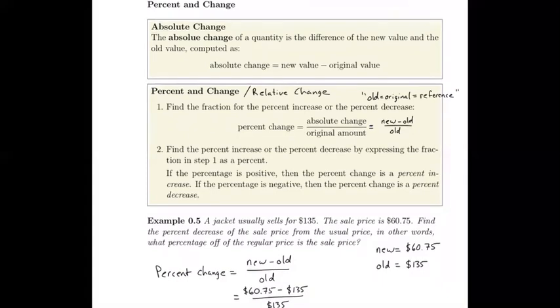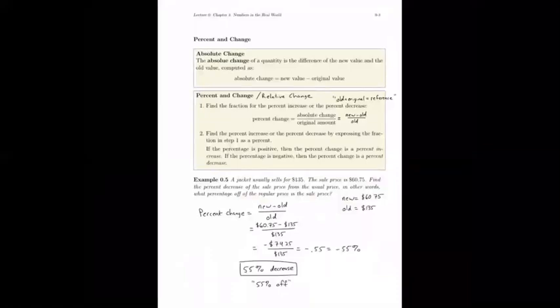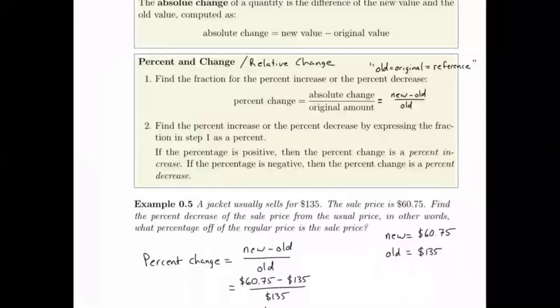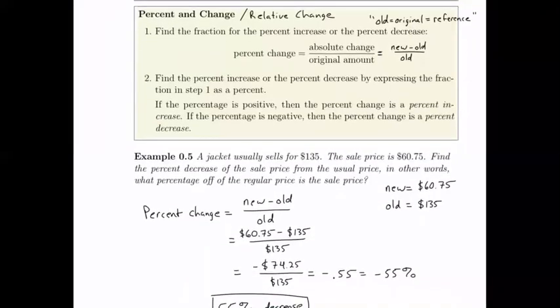Okay, so if this number comes out to a negative, then this is a relative decrease. If it comes out to a positive, it's a relative increase. Okay, so let's look at an example below and see this thing in action. A jacket usually sells for $135. It's now on sale for $60.75. Find the percent decrease of the sale price from the usual price. In other words, find the percentage off of the regular price that this sale price is. Okay, so to find the relative change, we'll do new minus old over old, or the new value minus the original value divided by the original value.